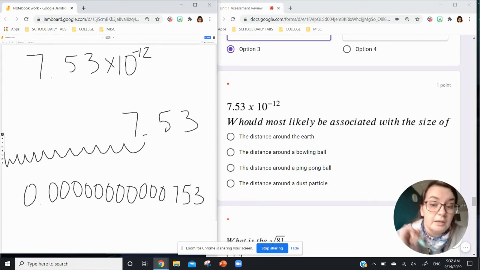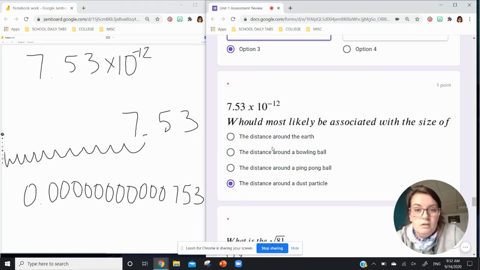This would be my number. It's not in scientific notation. That is extremely small. So this would not be the size of the Earth. This would not be the size of a bowling ball. This would not even be the size of a ping pong ball. This would be the dust particle. It's super, super tiny. Okay.